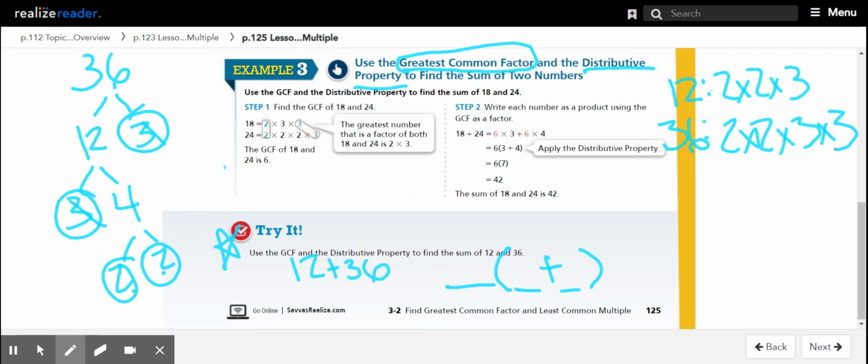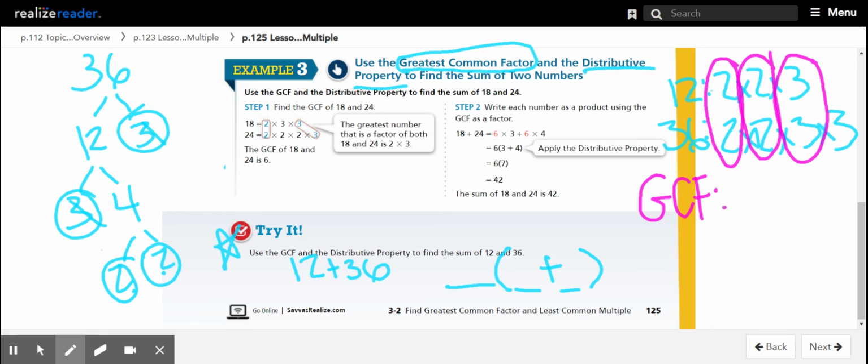Now I'm going to look for those pairs. So what do they have in common? Well, I see they have a 2 in common. They have another 2 in common. They have a 3 in common. So the GCF of 12 and 36 is 2 times 2 times 3. 2 times 2 is 4. 4 times 3 is 12. The GCF of 12 and 36 is 12.